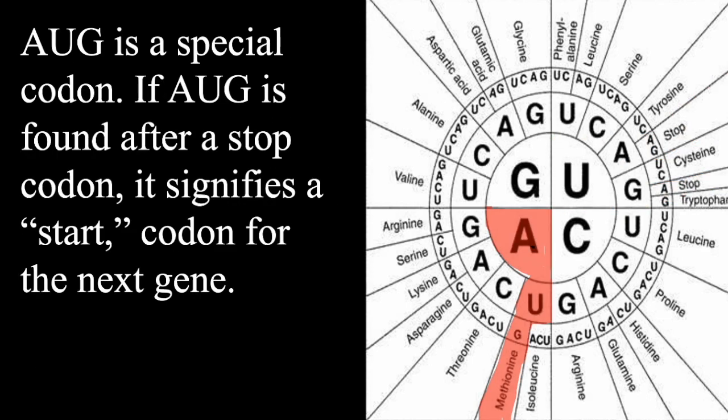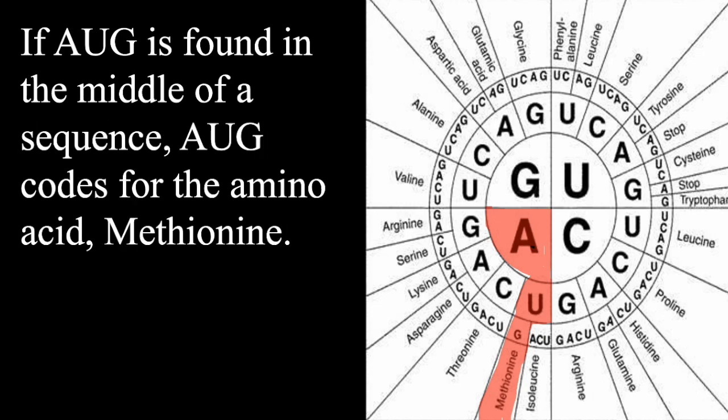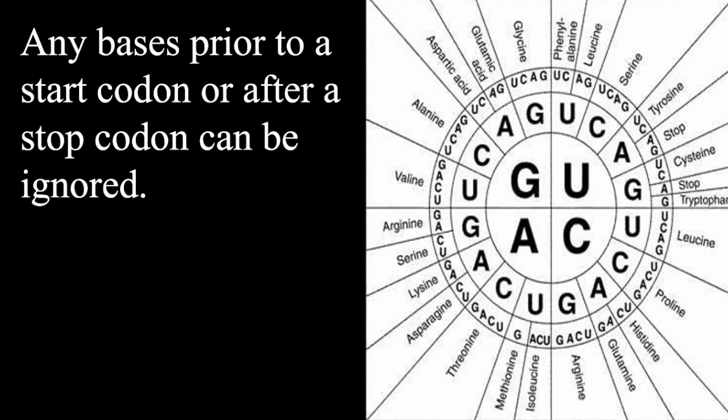AUG is a special codon. If AUG is found after a stop codon, it signifies a start codon for the next gene. If AUG is found in the middle of the sequence, AUG codes for the amino acid methionine. Any bases prior to a start codon or after a stop codon can be ignored.